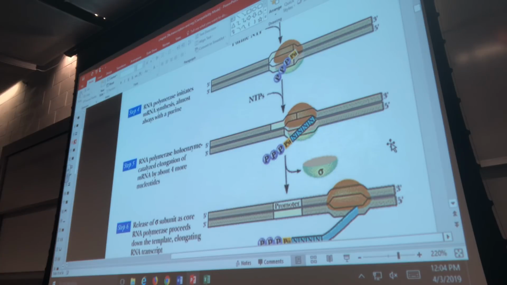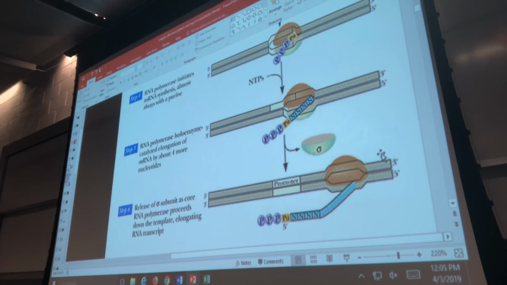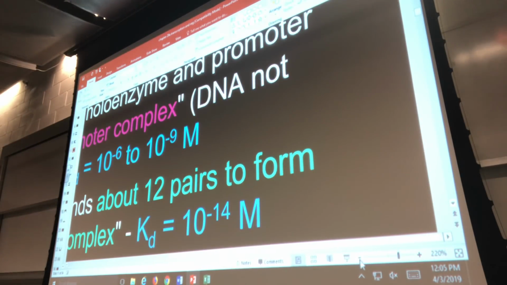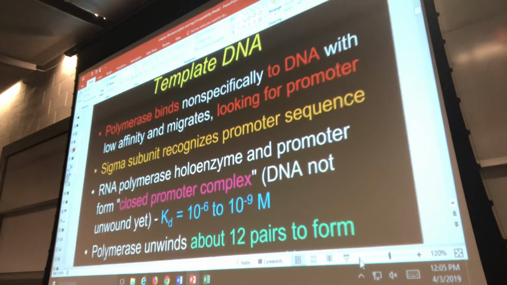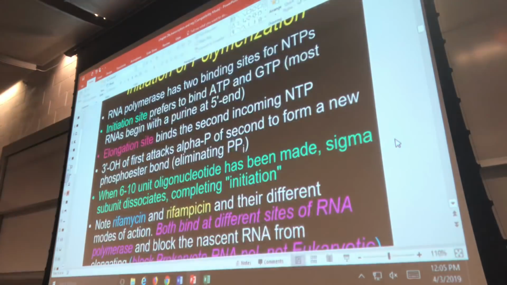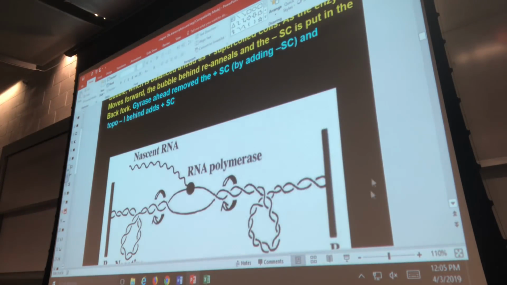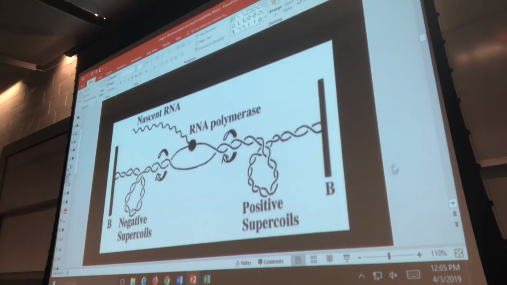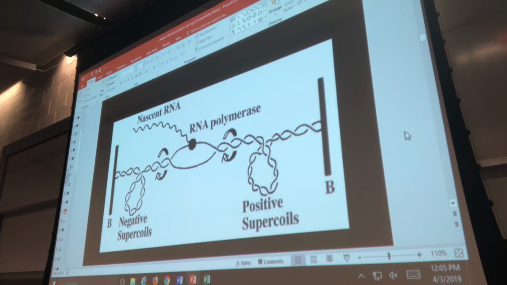When the sigma subunit leaves, you remove the parking brake. RNA polymerase then moves along the template DNA to transcribe the rest of the mRNA. That whole process of transcribing the rest of it is called elongation, of which there's very few details you need to know about elongation. Let me go to this slide here. Because all elongation is an extension of the mRNA strand.